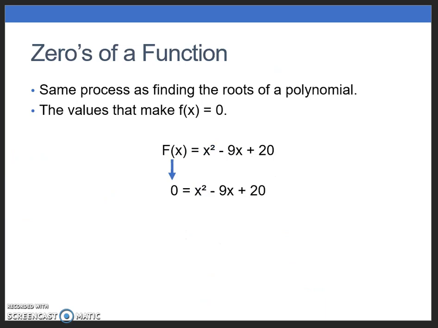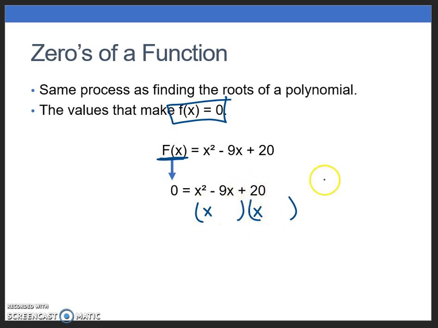Now the last part of the lesson is talking about zeros of a function. This is really the exact same thing as finding the roots. It's just, notice it starts off with function notation, f of x. You just replace f of x with 0, because we want to know when f of x equals 0, and solve the rest of it the exact same way. So you'd set up your two binomials. To get x squared, you'd have x and x.